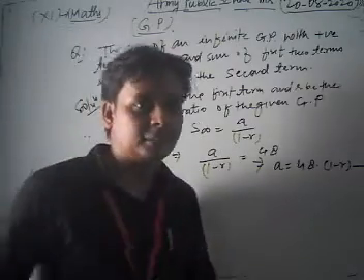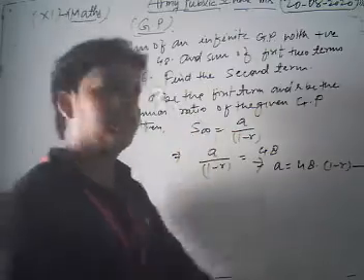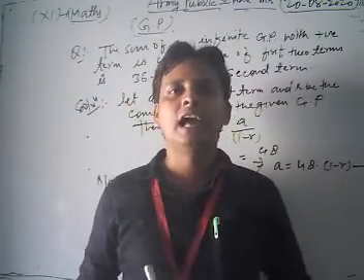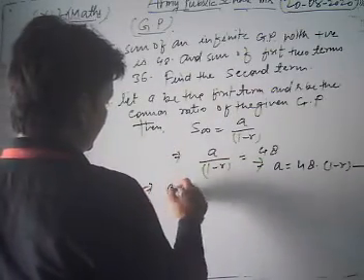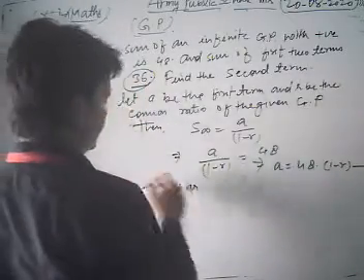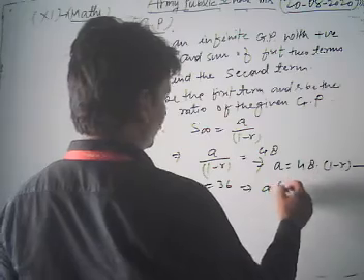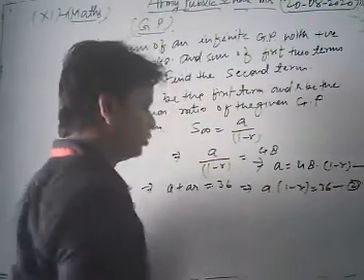Now according to the statement, the sum of the first two terms is 36. Dear student, the first two terms are a and ar. So a plus ar, the sum of the first two terms, is equal to 36. Now we take a as common, so we get a(1 plus r) is equal to 36. Take this as equation number 2.